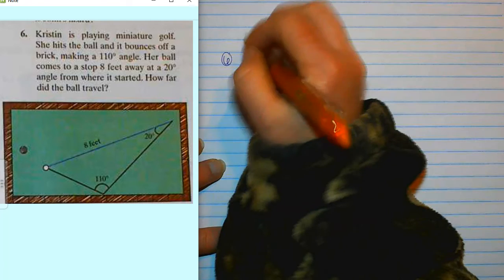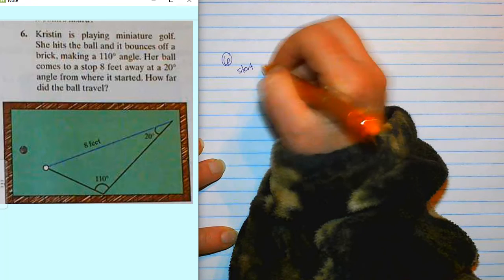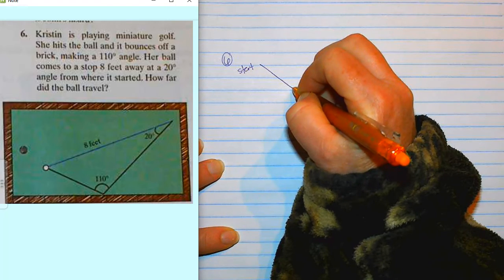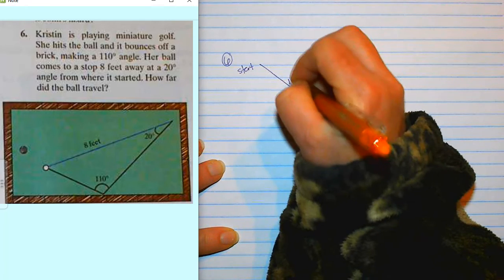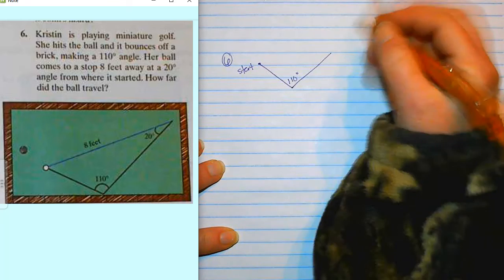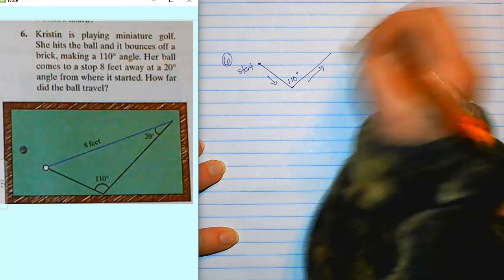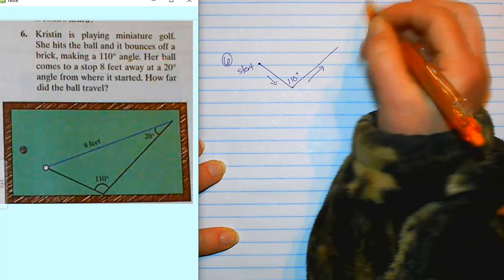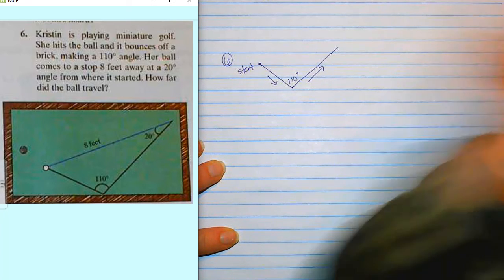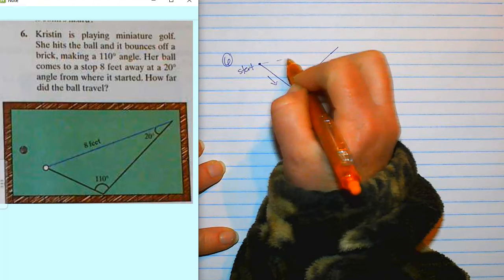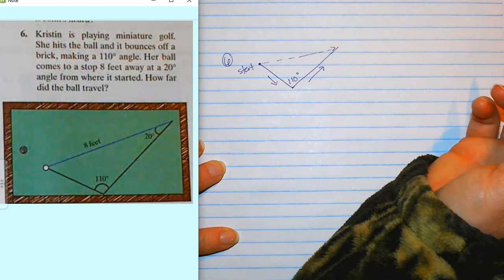So then for number 6, they give you a picture, but you have to understand what they're asking. So Kristen's playing miniature golf. She hits the ball and it bounces off a brick. So it starts here and it goes this way and bounces off a brick at 110 degrees. And so it goes this way, and then it bounces and goes this way. And then they're able to calculate where if she'd have hit it straight, it would have gone that way.